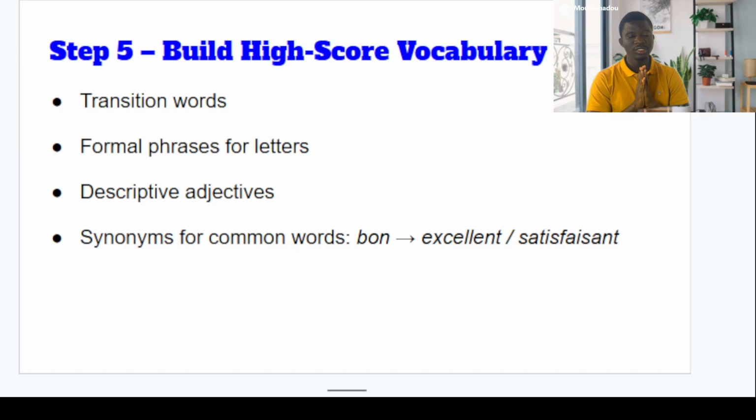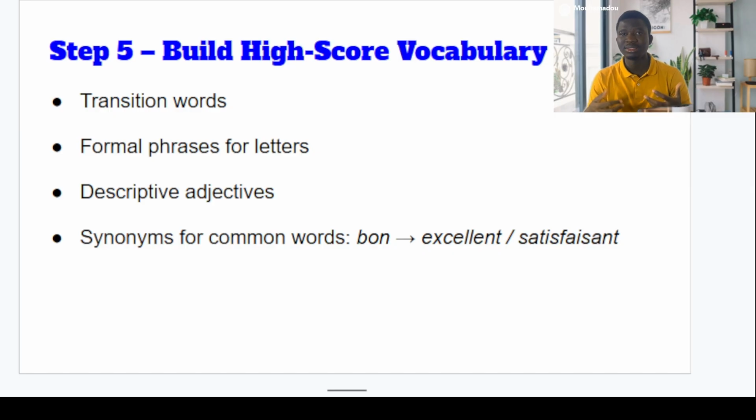Okay, step 5 is to build high score vocabulary. Here we're talking about transition words. These are connectors that we've already mentioned, formal phrases for letters, descriptive adjectives, and synonyms for common words like bon, like good. Instead of saying good in your speech or in your writing, you can say excellent, satisfaisant, intéressant, important.